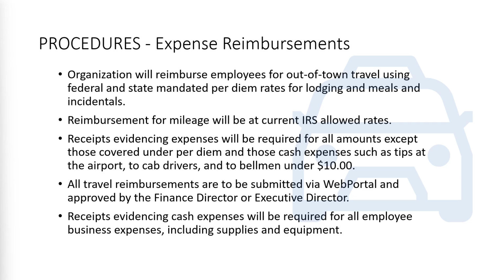In this sample procedure, the organization reimburses out-of-town travel at federal or state per diem rates for lodging, meals, and incidentals. Mileage is reimbursed based on the current IRS rates. Receipts are required for all expenses, except those covered under per diem and small cash tips under $10. Submit all travel reimbursements through the web portal for approval by the finance director or executive director. Receipts are also needed for any business-related purchases like supplies and equipment.